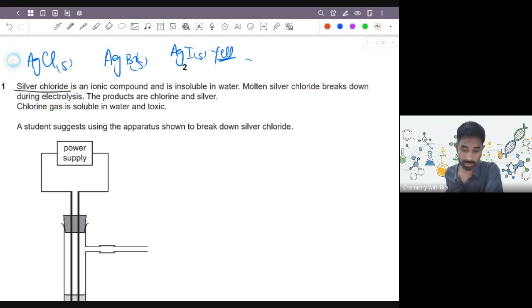Molten silver chloride breaks down during electrolysis. Electrolysis is a process in which a molten or aqueous substance is ionized using electricity. Products are chlorine and silver. Now, chlorine is insoluble in water and is a toxic gas. Write this down about chlorine.